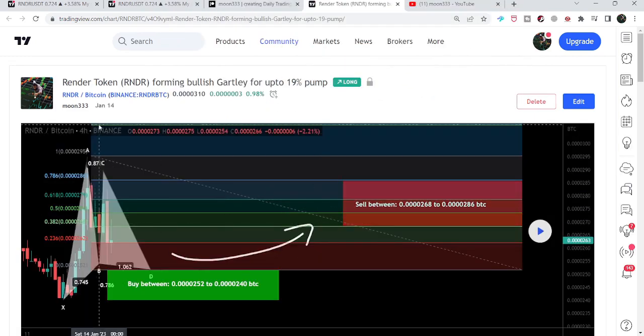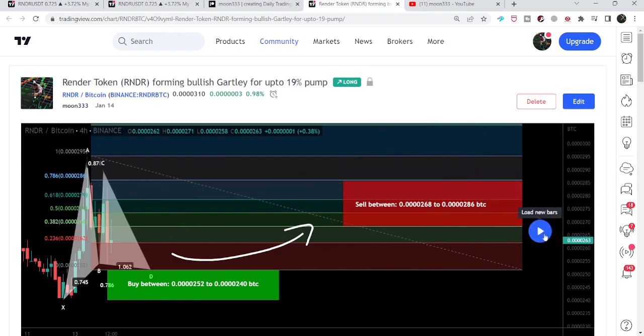And this is the chart, and you can see this pattern was formed on the 4-hour time frame chart. When I shared this idea, it was completing the final leg of this Gartley pattern. Therefore, I told my members that we can wait for the price line to drop more. From this buying zone, starting from 252 and going to 0.0000240 Bitcoins, we can buy it here and sell it within this sell range.